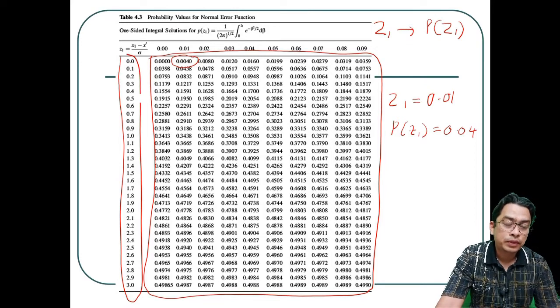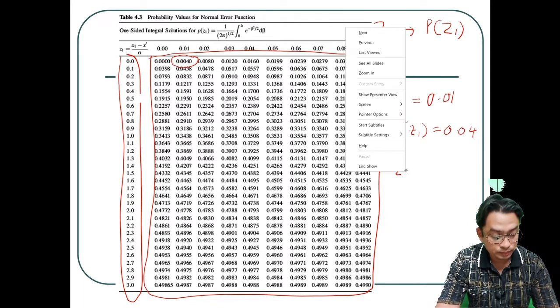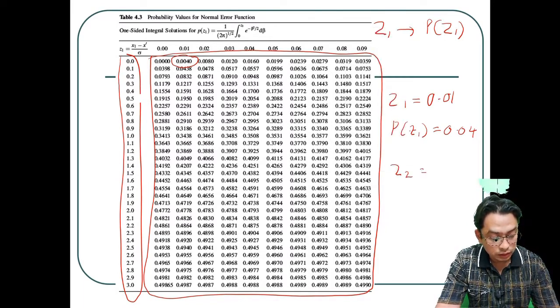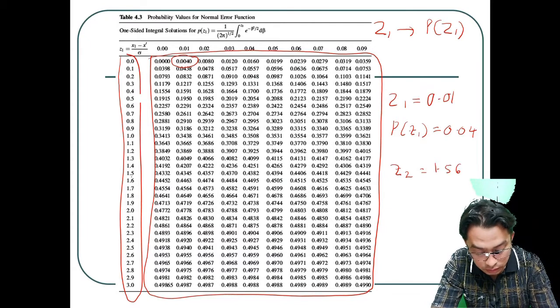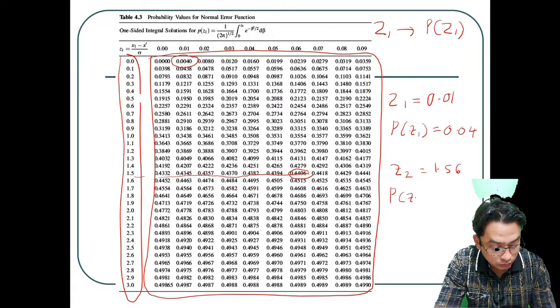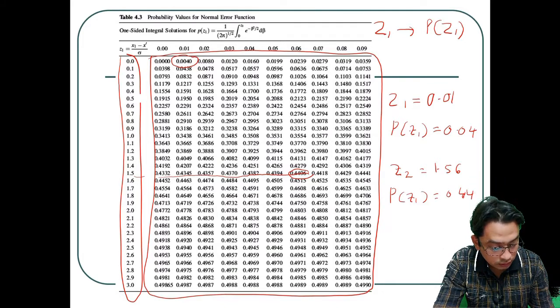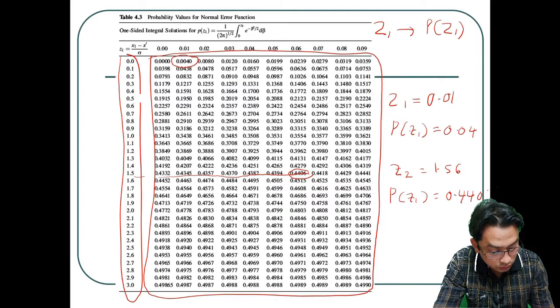So it's very little. So let's say we have a larger value for z. Let's say I put a z2, a larger value. Maybe I take about 1.56. So what is the value? The value for 1.56 is here. So pz2 is about 0.4406. Sorry, let me write it again. 0.4406.